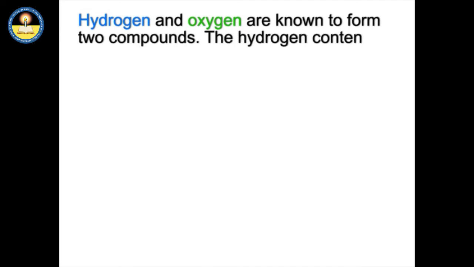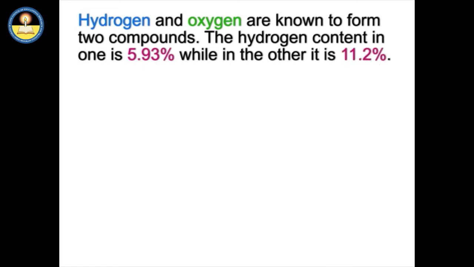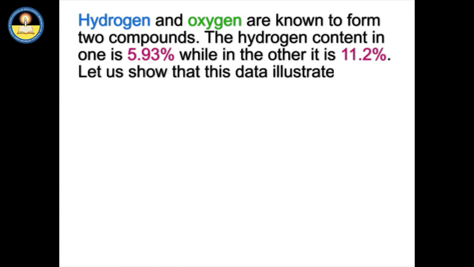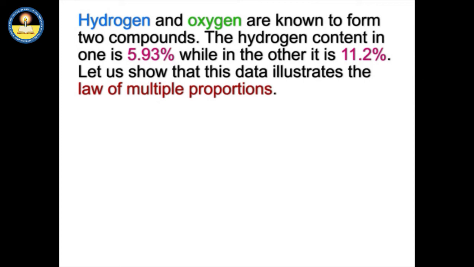For example, hydrogen and oxygen are known to form two compounds. The hydrogen content in one is 5.93%, while in the other it is 11.2%. Let us show that this data illustrates the law of multiple proportions. Let us now find a solution to this problem.